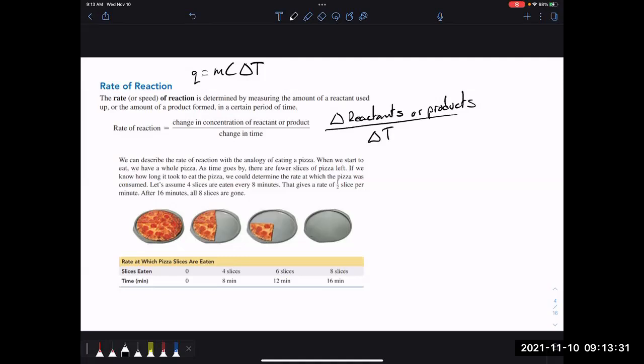So if we use this idea of rate of reaction with this analogy of eating a pizza, when we start to eat, we have a whole pizza, but as time goes by, there are fewer slices of pizza left. And if we know how long it took to eat the pizza, we could determine the rate at which the pizza was consumed. So if we assume 4 slices are eaten every 8 minutes, that gives us a rate of half a slice per minute. After 16 minutes, the entire pizza will be gone.